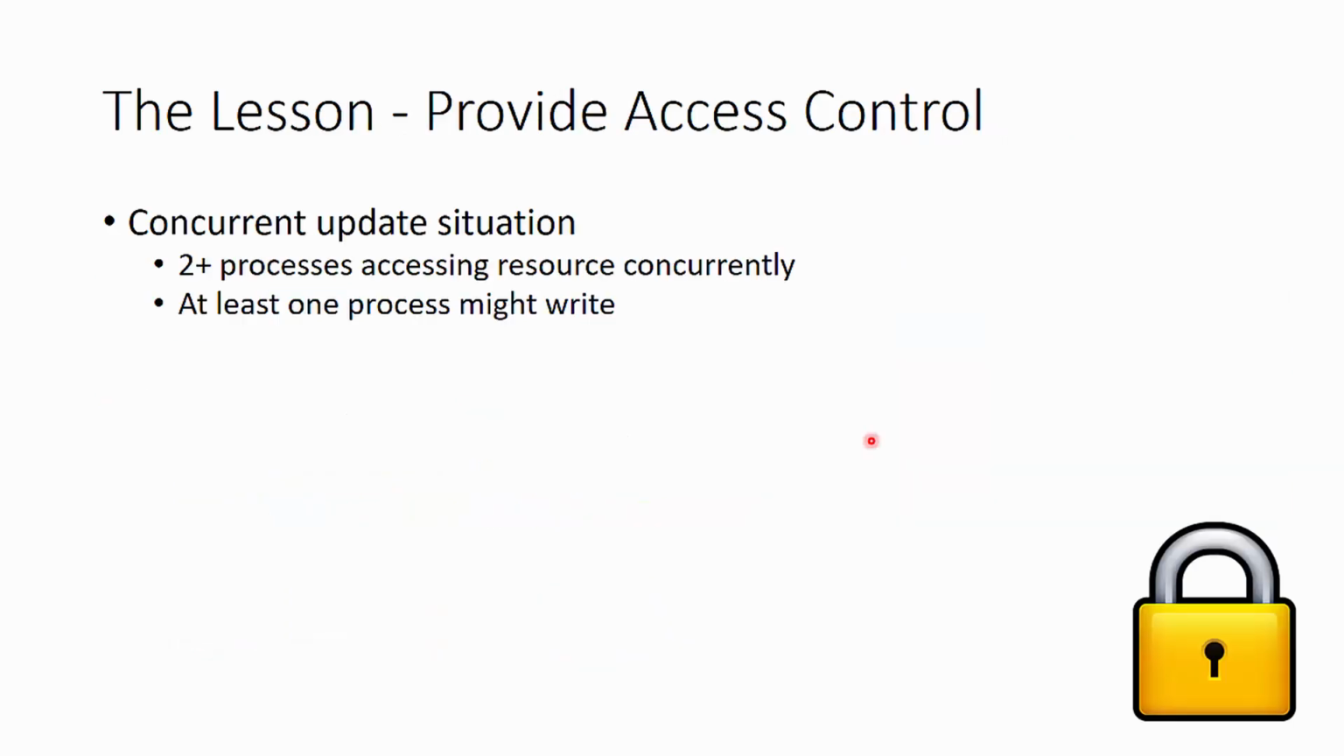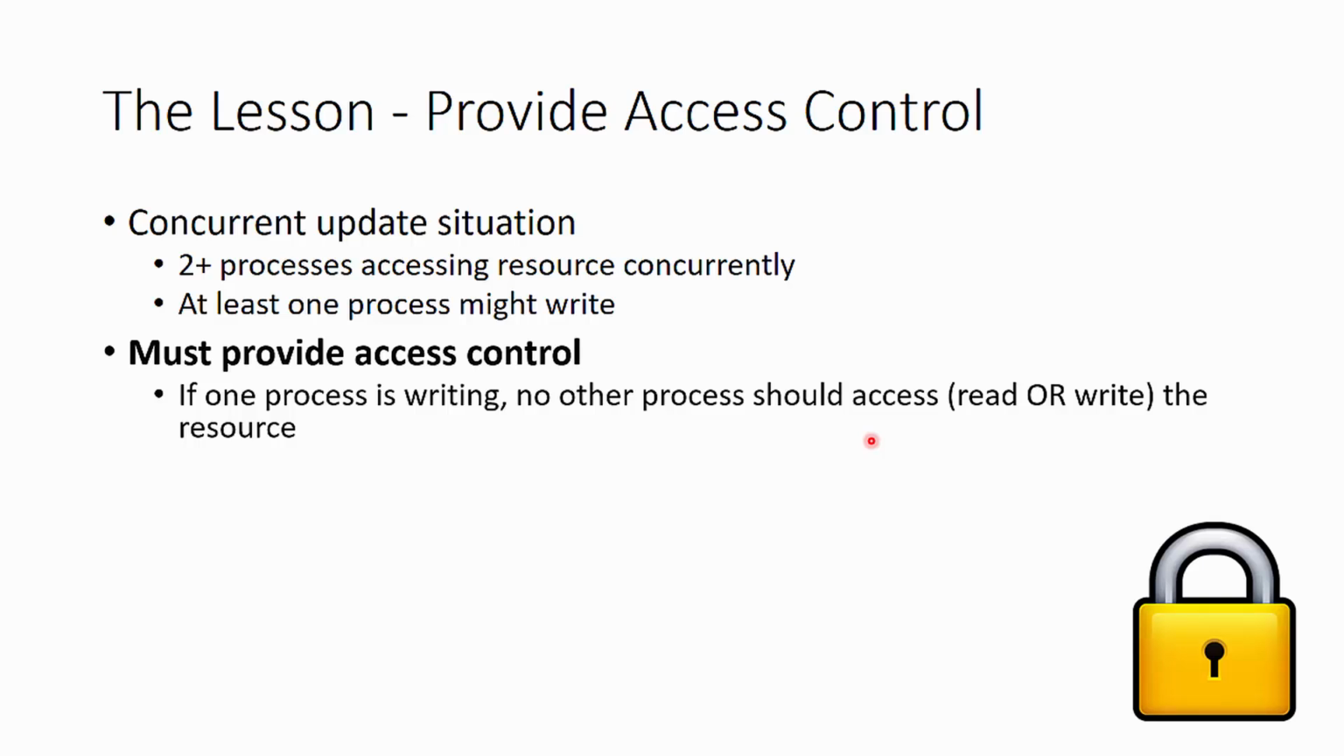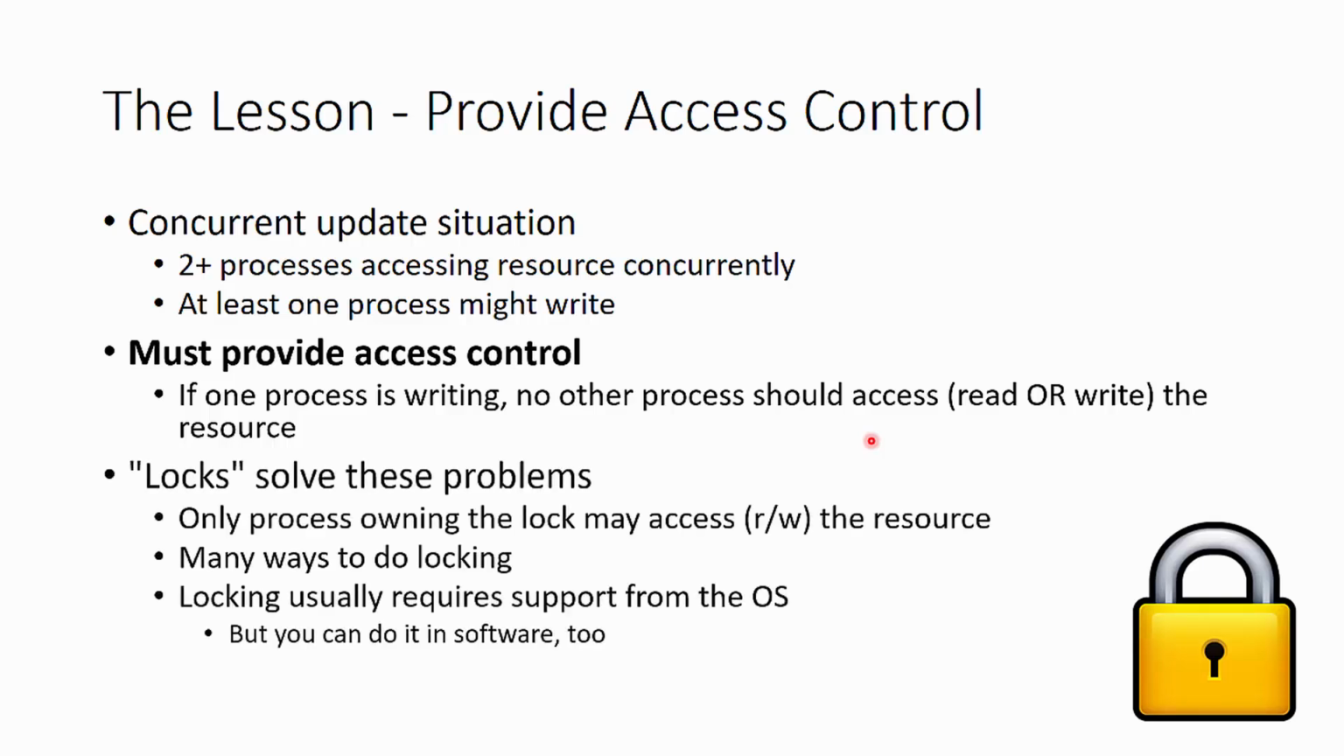So the lesson here is we have to provide access control. If we have some sort of update situation where there's going to be concurrency involved, where there might be more than one process accessing the resource at the same time, and at least one of those processes might write to that resource, then we have to provide some form of access control. If one process is writing, no other process should access it, either for reading or writing, until that write is complete. And a lock is going to solve that problem, kind of a general term for it.